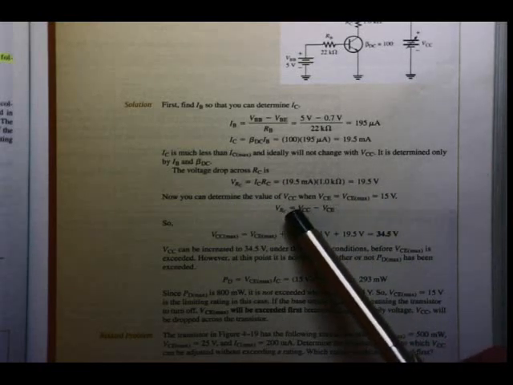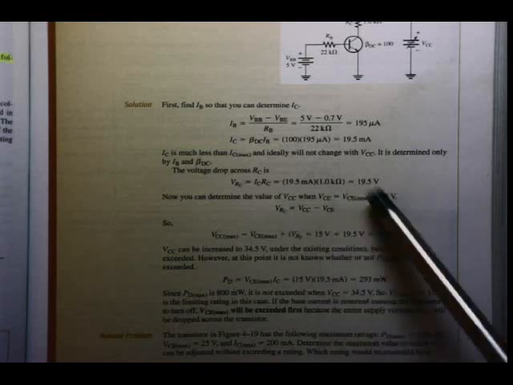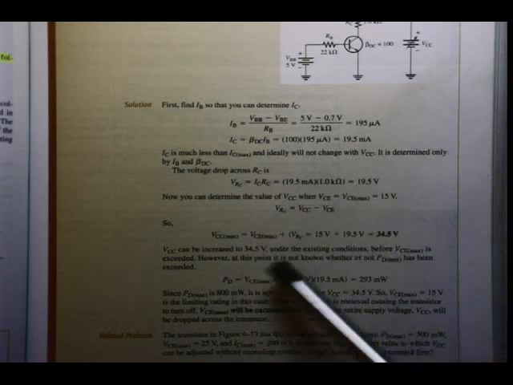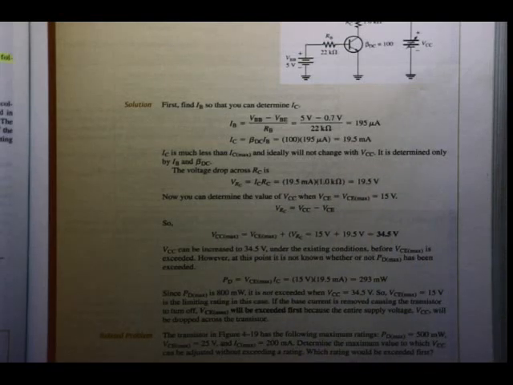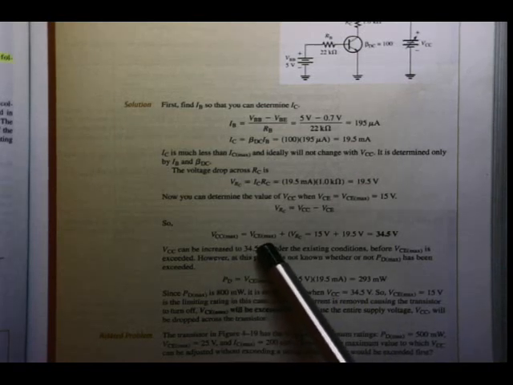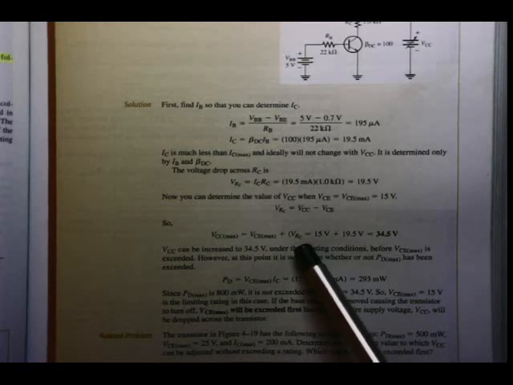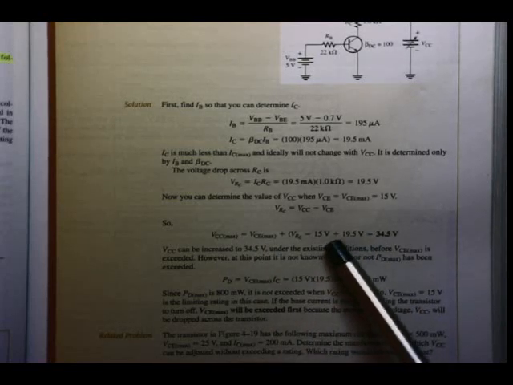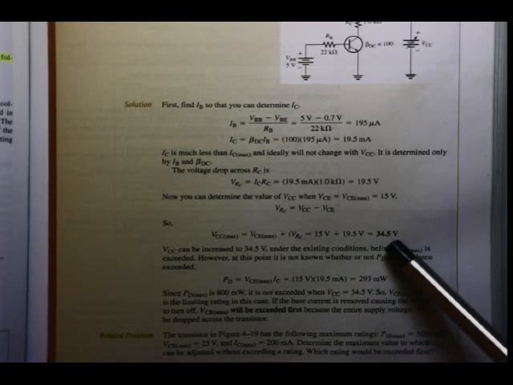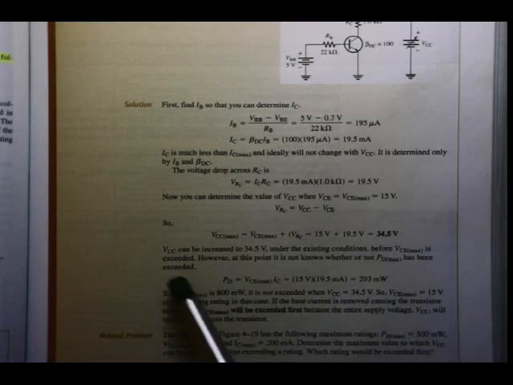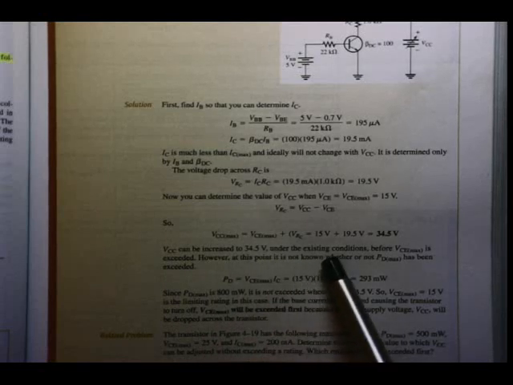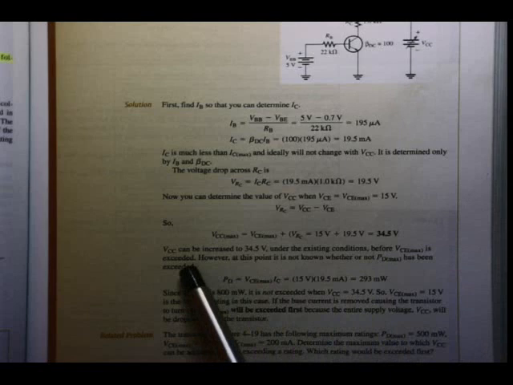Now I can also determine the value of VCC when VCE is equal to VCE max, it's 15 volts. So VRC then, using Kirchhoff's law, is VCC minus VCE. So VCC max is going to be VCE max plus VRC, which is 15 volts plus the 19.5 volts that we've calculated, giving me 34.5 volts. Now, VCC can be increased to 34.5 volts under the existing conditions before VCE max is exceeded.